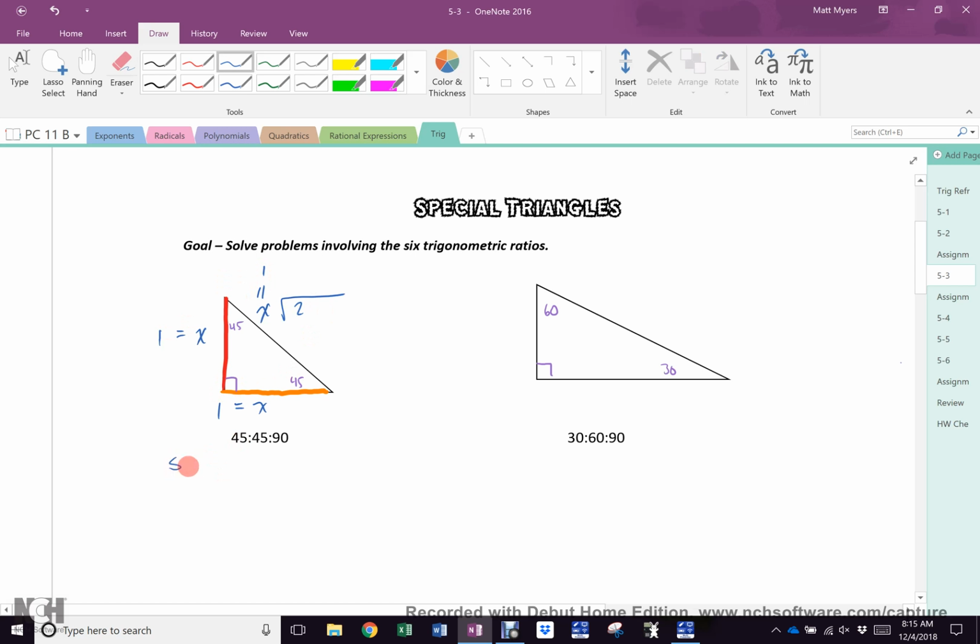What is the sine of 45 according to this triangle? Not 1/2. 1 over root 2. What is the cos of 45? 1 over root 2. What is the tan of 45? 1 over 1. Now, what does this mean?